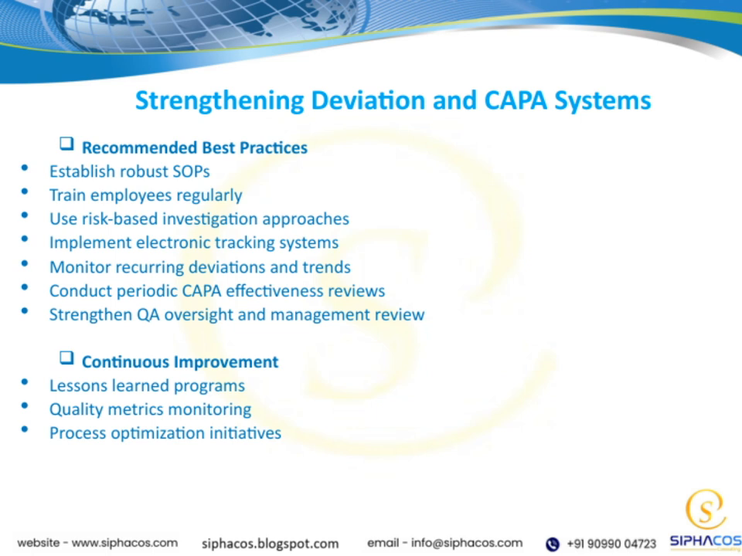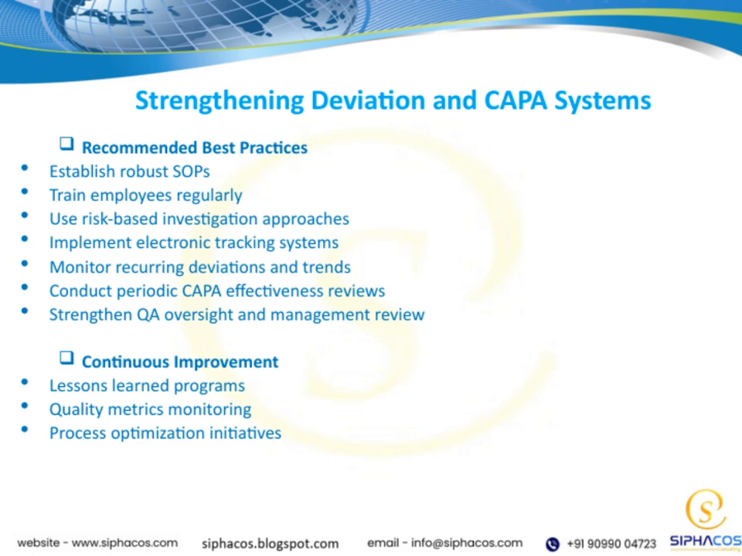Implementing electronic tracking systems can streamline the monitoring process, making it easier to identify patterns and trends. Monitoring recurring deviations and trends is vital because it helps us pinpoint systemic issues that need addressing. Conducting periodic CAPA effectiveness reviews ensures that our corrective actions actually resolve the problems and prevent recurrence. Lastly, strengthening QA oversight and management review keeps quality at the forefront, providing ongoing oversight and continuous improvement.